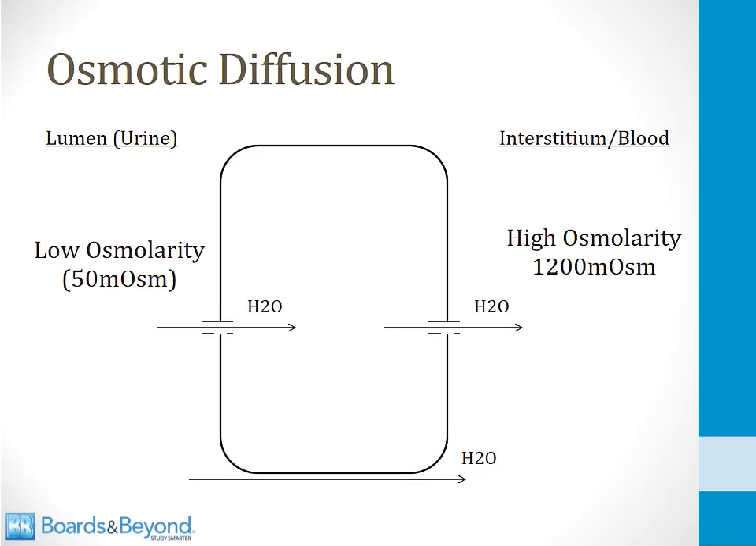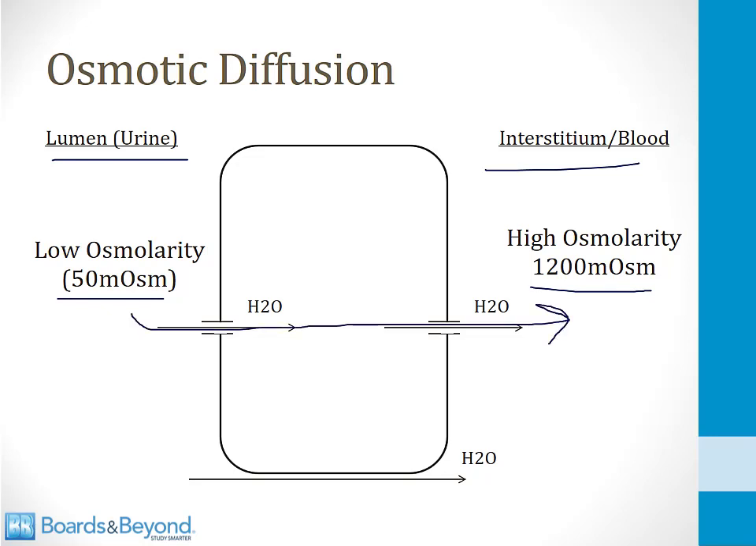Osmotic diffusion is another method of transport used in the nephron that is unique to water. So for example, if we have solutes dissolved in the urine side of the nephron such that we create a low osmolarity of 50 milliosms, and if we have a high osmolarity of say 1200 milliosms in the interstitium or blood side, then water can be reabsorbed by osmosis. It can simply diffuse into the cell and out of the cell, or it can be reabsorbed by the paracellular route. The idea here is that osmosis is a unique process to water, and anytime we create a difference in osmolarity between the lumen and the interstitium or blood, we can then reabsorb water by osmosis.